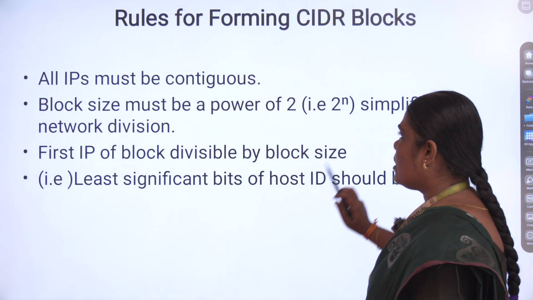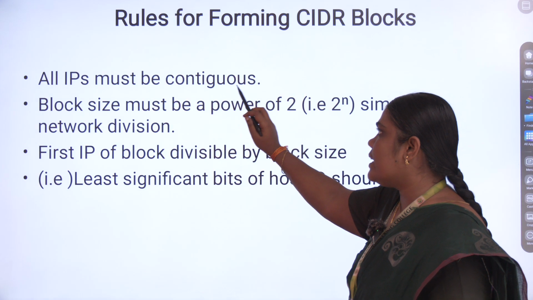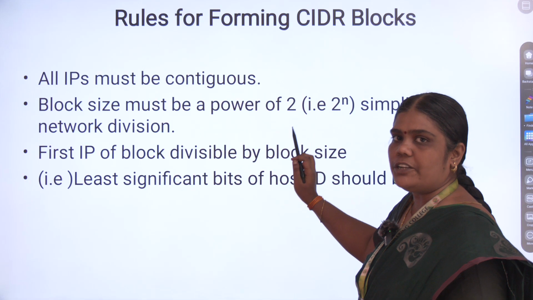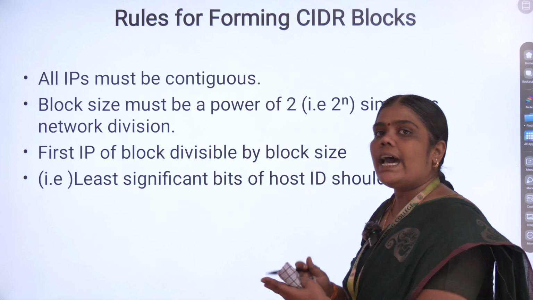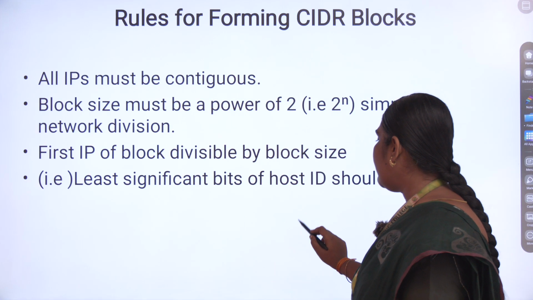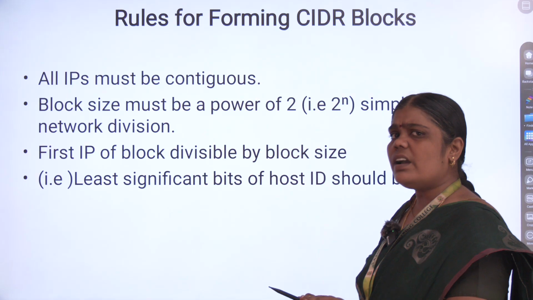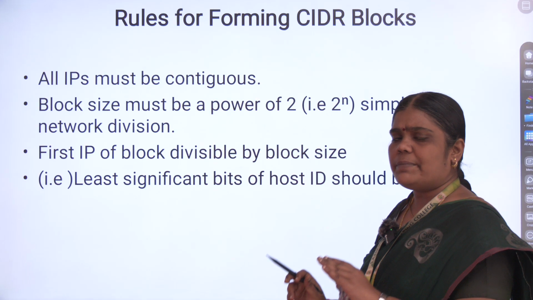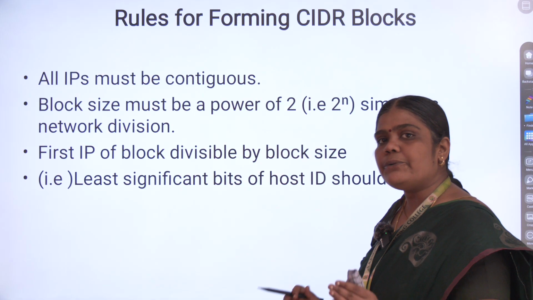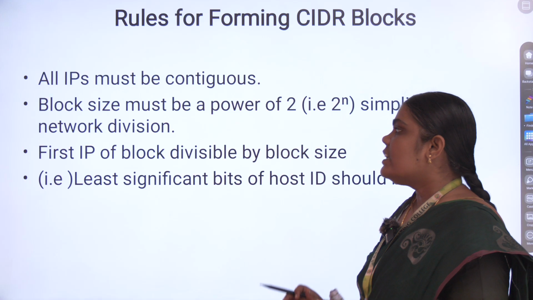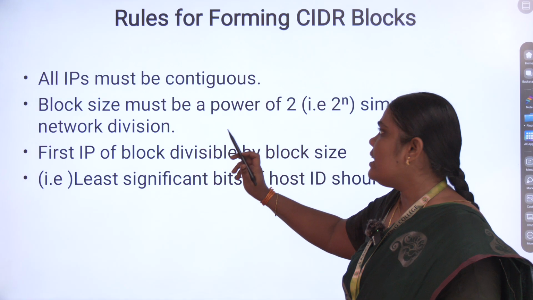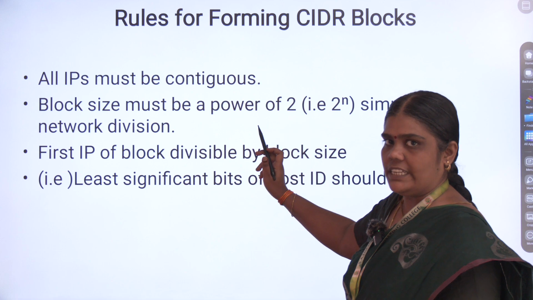Rules for forming CIDR blocks. First rule, all IPs must be contiguous. Contiguous is nothing but continuous. If they give a range of IP addresses, all the IP addresses should be continuous. For example, if they fix 10 to 20 roll numbers in a class, it shows that the roll numbers starting from 10, 11, 12, 13, 14 up to 20 are mentioned. Similarly, in network addressing also, the IP block should be continuous. Then only it can be denoted by a CIDR notation.